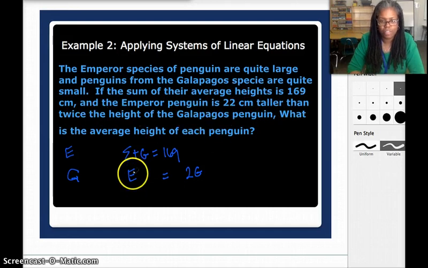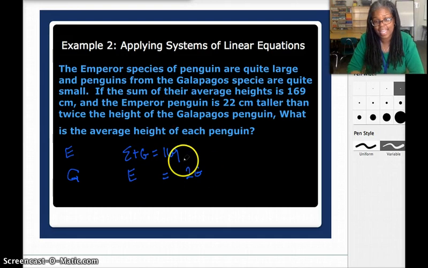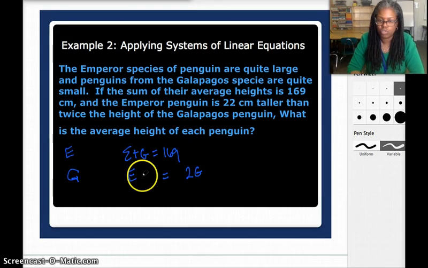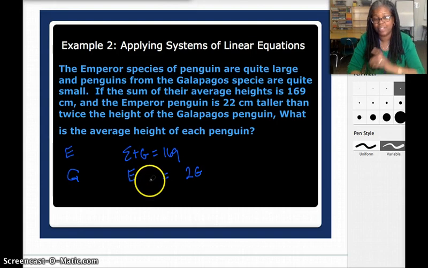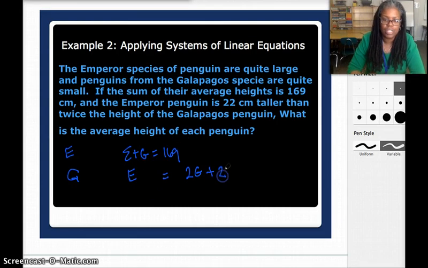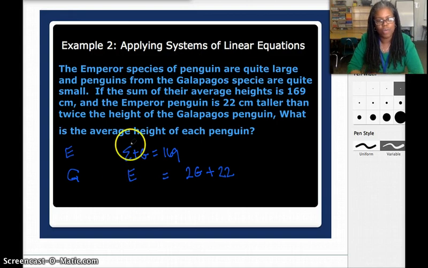So if the emperor penguin is 22 centimeters taller than twice that, then I'm going to either have to subtract 22 from the emperor penguin's height to make this equal, or add 22 to double the Galapagos penguin's height. I hope that makes sense. But here we now have 2 equations. And again, this could have been minus 22.